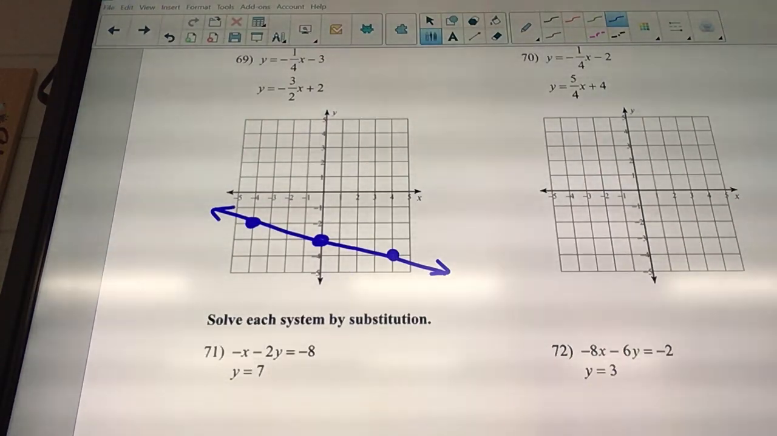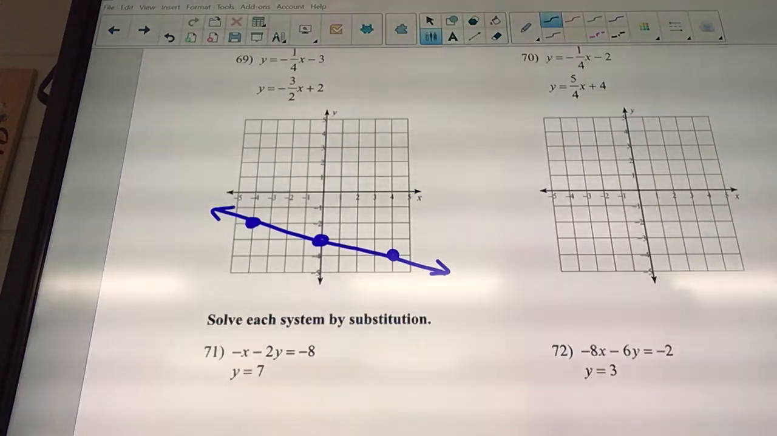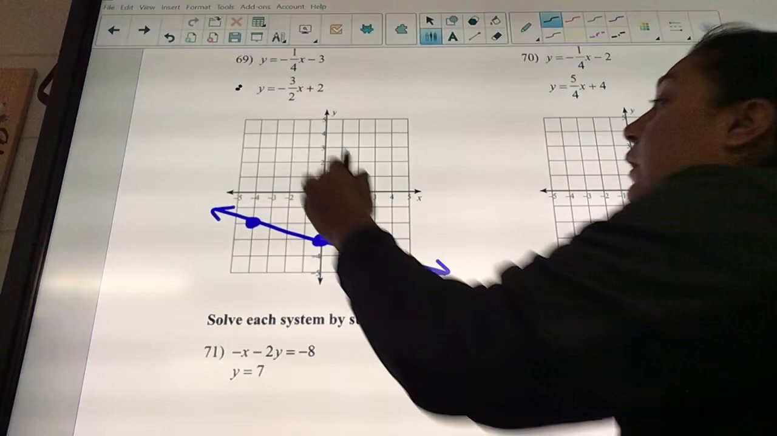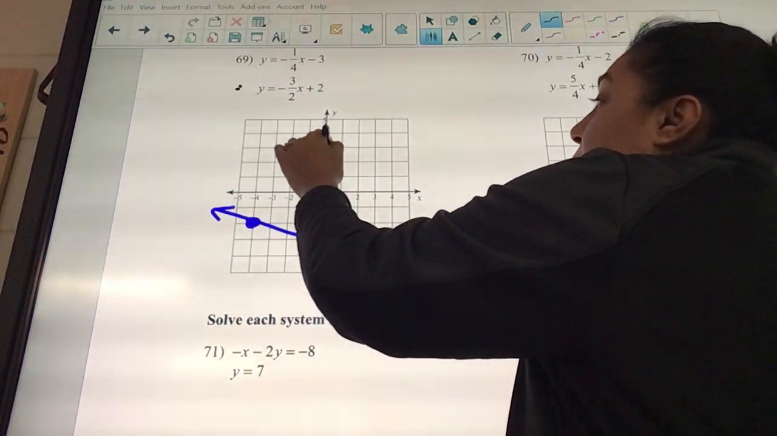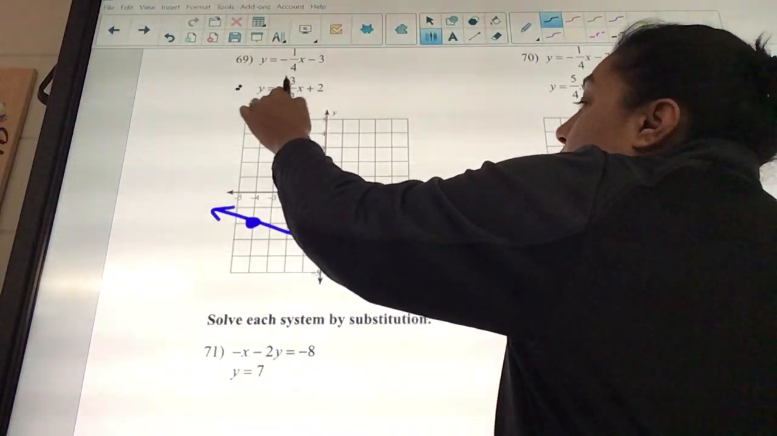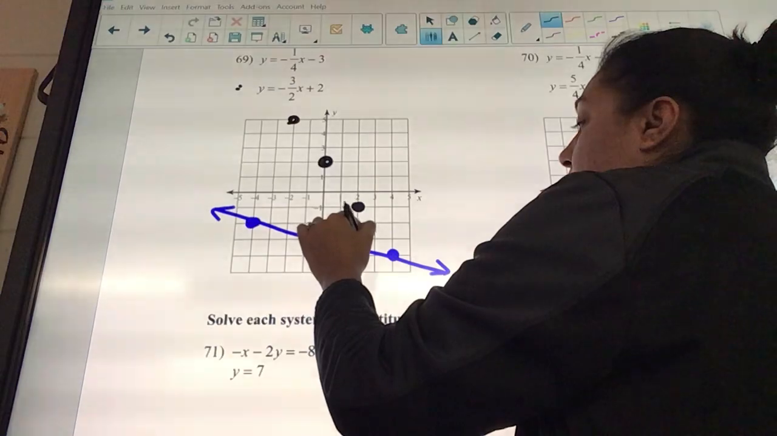Line 2 starts where? Where does this one start? 2. At 2. Okay, and my slope is a negative 3 over 2. So I can go up 3 and over 2, or I can go down 3 and over 2. Down 1, 2, 3 and over 2.